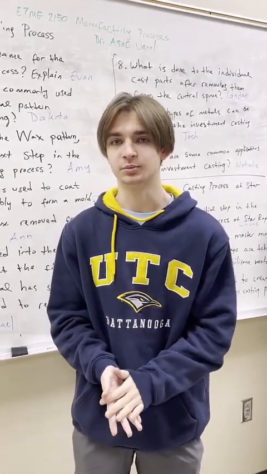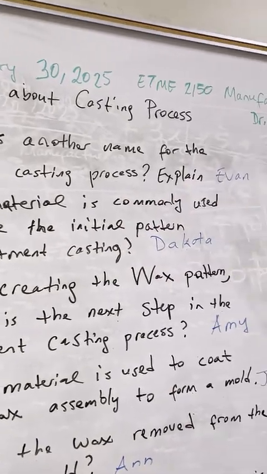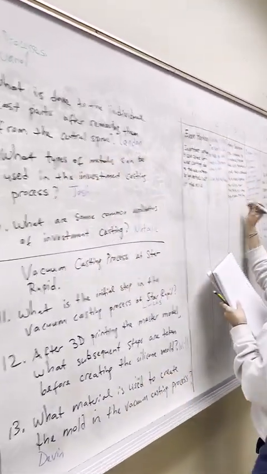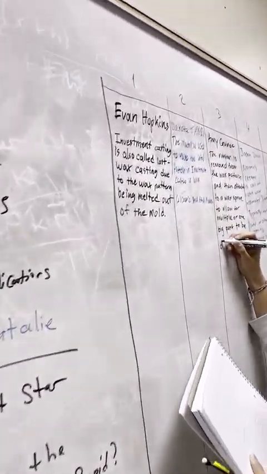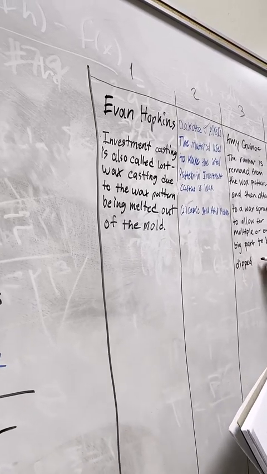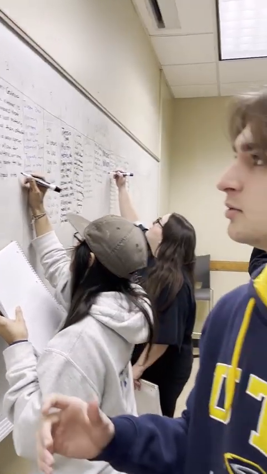Hi, my name is Evan Hopkins. My question was number 1, what is another name for investment casting process? The other name given to the investment casting process is called the lost wax casting, and that is due to the wax in the pattern being melted out of the mold, so that way they can take that out and put a new material into that mold, which is typically bronze.